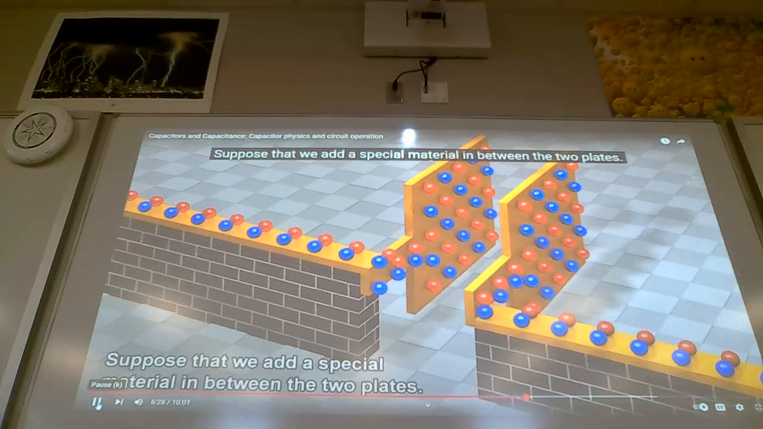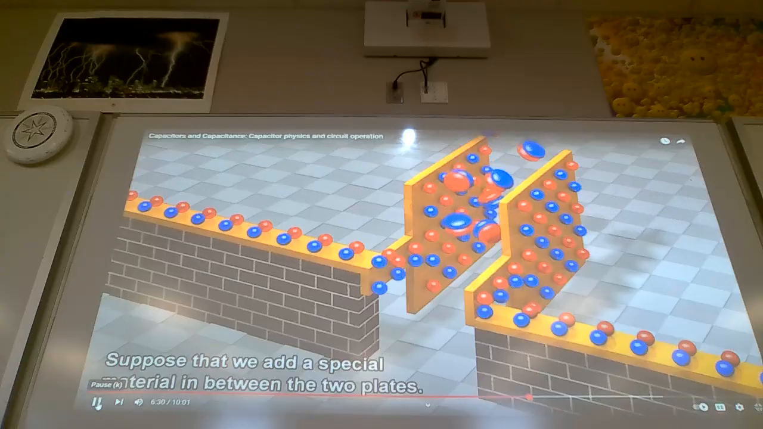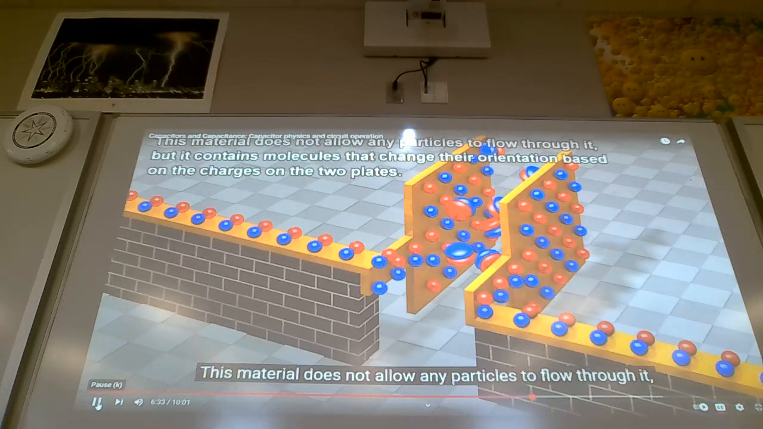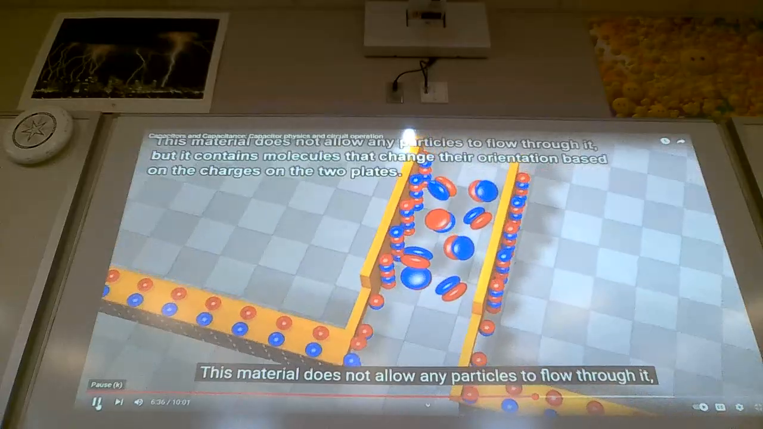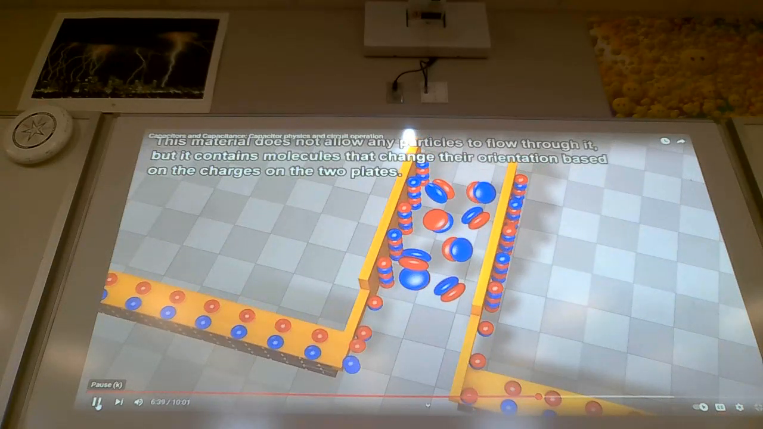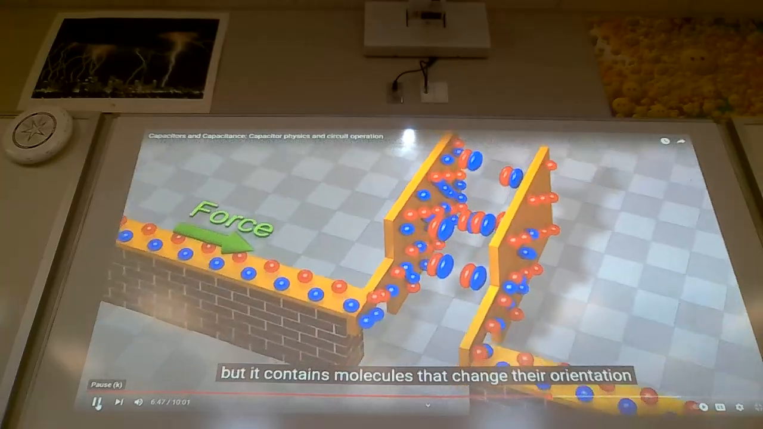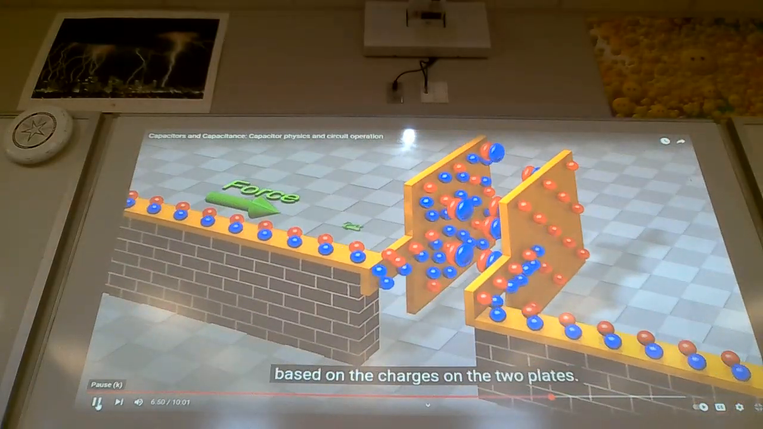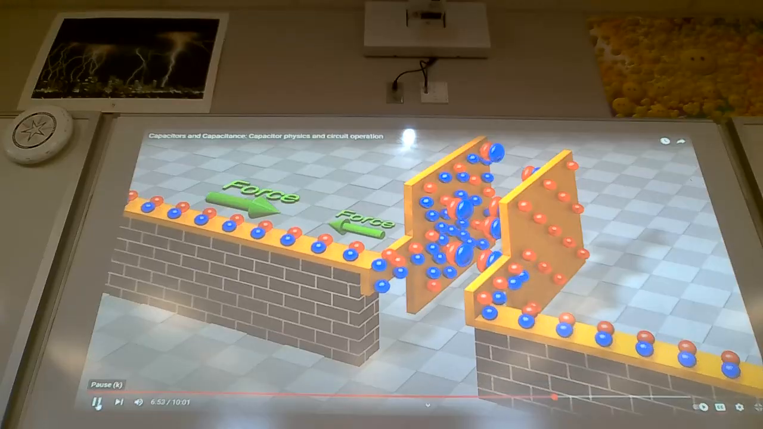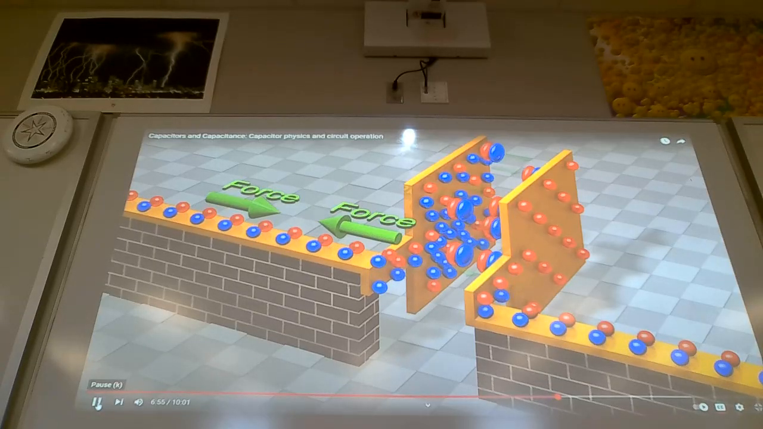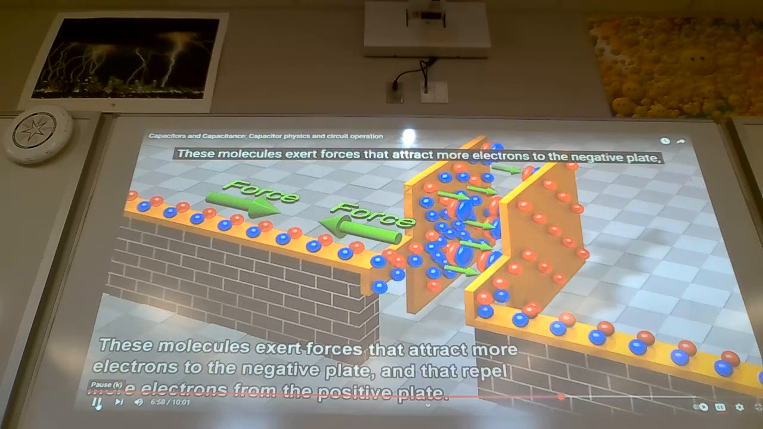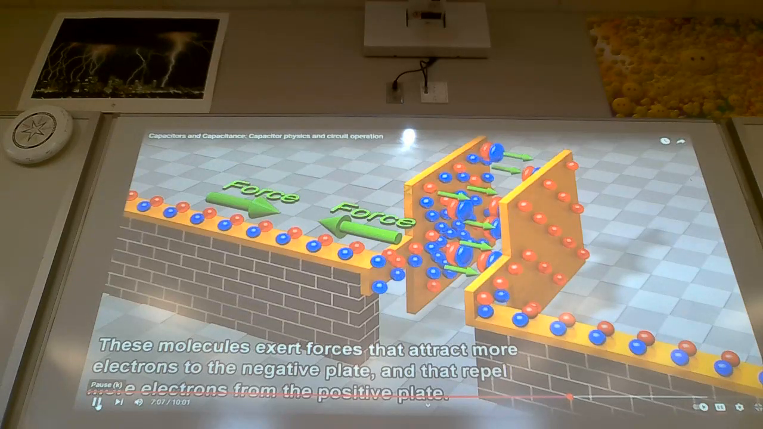Suppose that we add a special material in between the two plates. Like a dielectric? This material does not allow any particles to flow through it, but it contains molecules that change their orientation based on the charges of the two plates. Polarize? These molecules exert forces that attract more electrons to the negative plate and that repel more electrons from the positive plate.